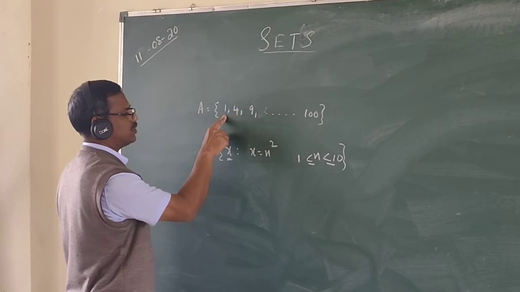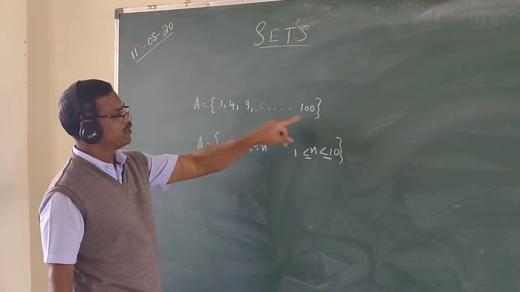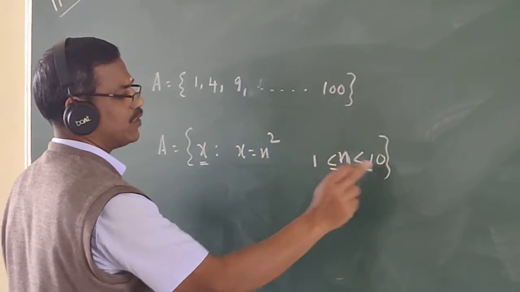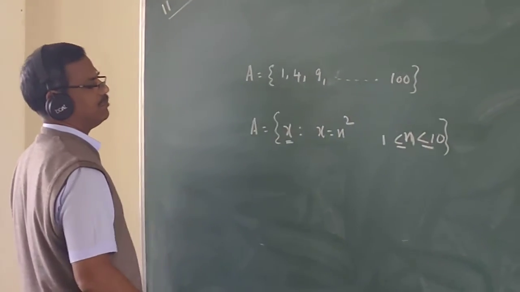Of course, it is 1 square, 2 square, 3 square, etc. It goes up to 10 square, where n is a natural number from 1 to 10. This is the way we write things in the set builder form.